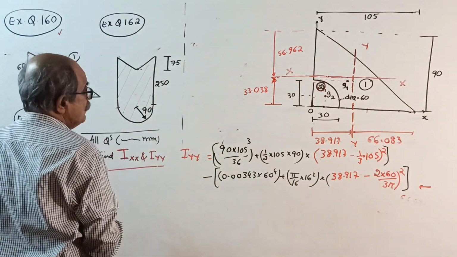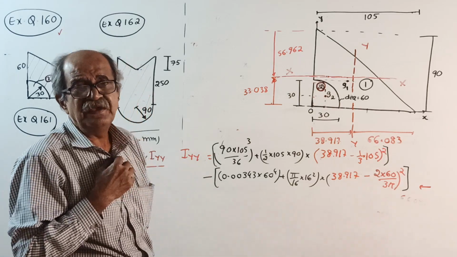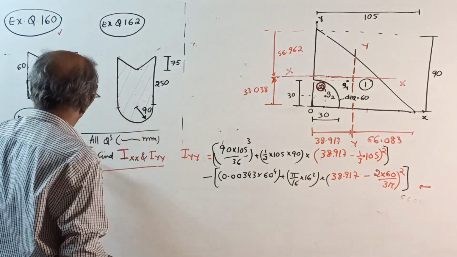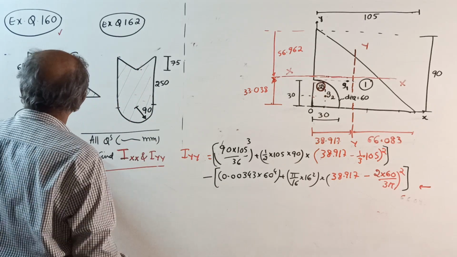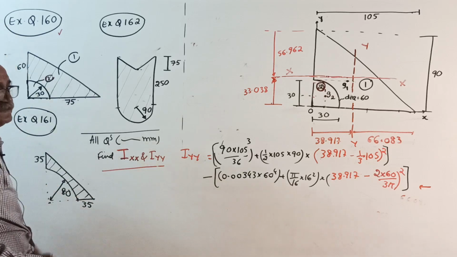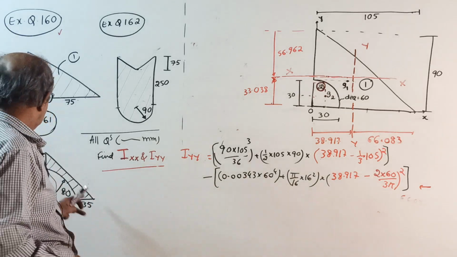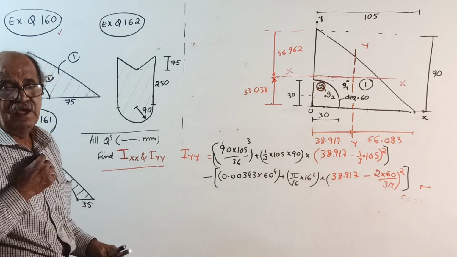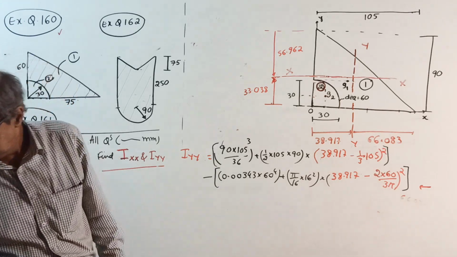Now 161, you observe something is there. Both are looking the same, see, but here you see a small cutout, here a big cutout. There is some important part there. For question number 161, I will first write the same. Next thing.